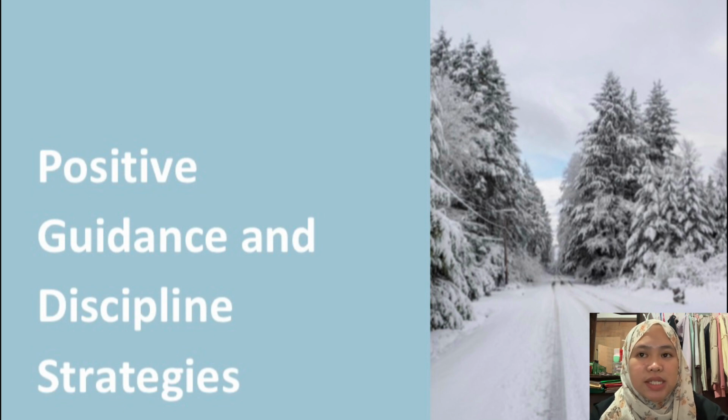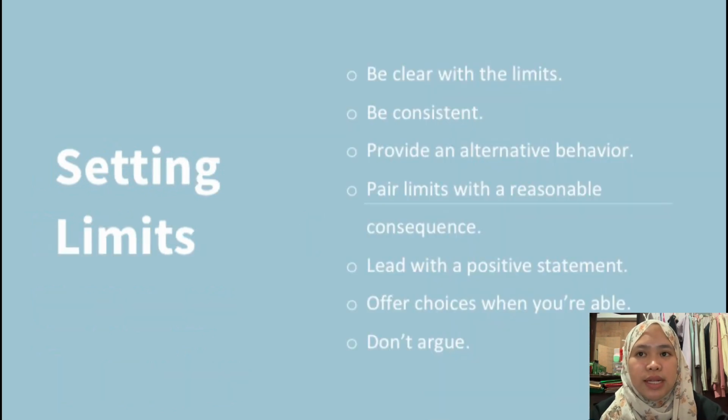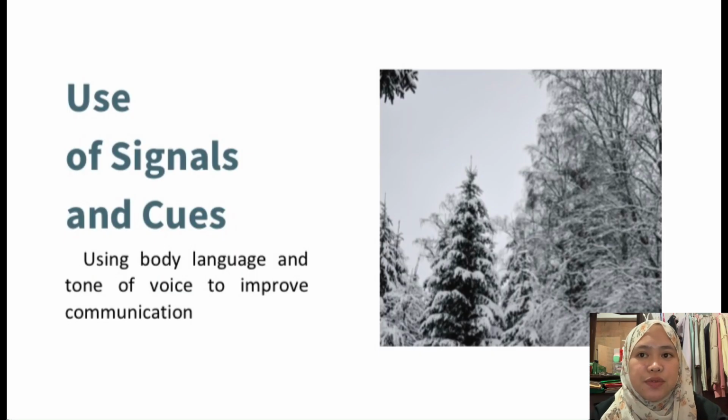These are the positive guidance and discipline strategies that you can use as a teacher of young learners. The first one is setting limits. When you set limits, you have to be clear with the limits, be consistent, provide an alternative behavior, pair limits with a reasonable consequence, lead with a positive statement, offer choices when you are able, and do not argue. The second one is the use of signals and cues. When using signals and cues, you use body language and tone of voice to improve communication.